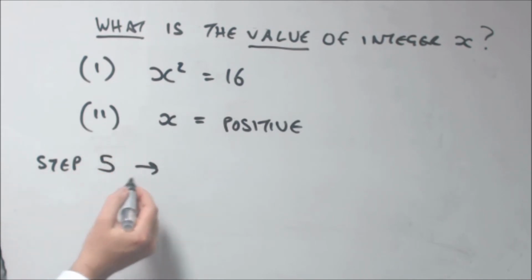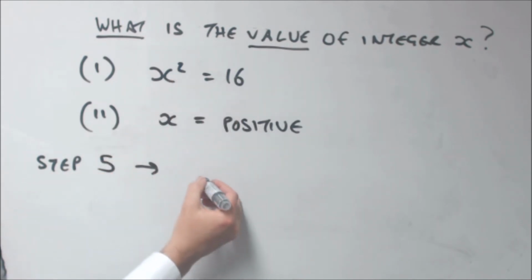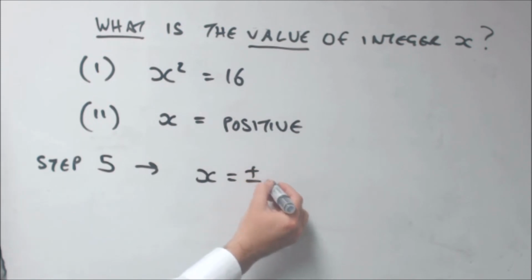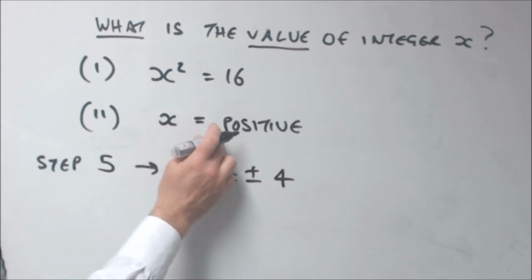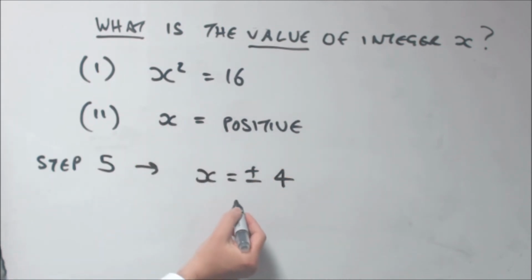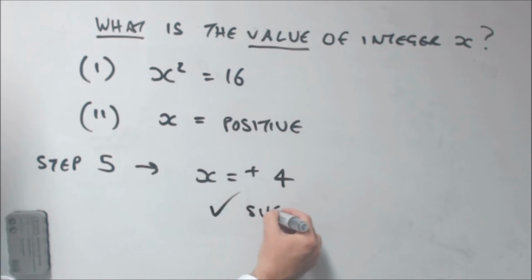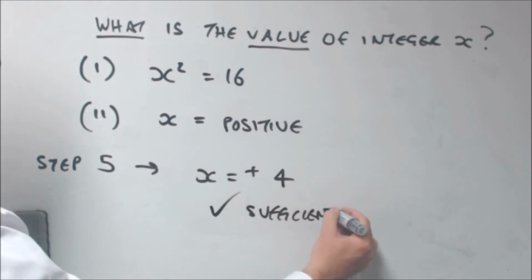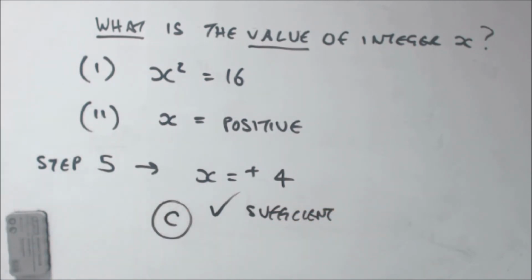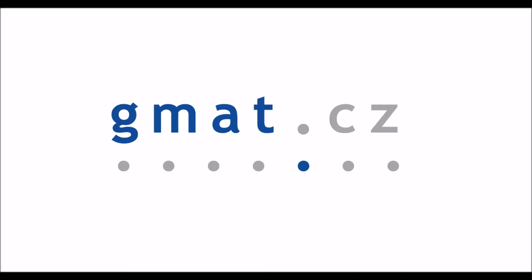But when we go to step 5 and we put everything together, let's put the information down. We know from statement 1 that x is either positive or negative 4. Statement 2 reduces the limits. Okay, so now, increases the limit. So in other words, we now know that x is positive and it's 4. That's sufficient. So putting everything together, we choose answer choice C. We only had to do step 5 because neither statement was sufficient by itself.